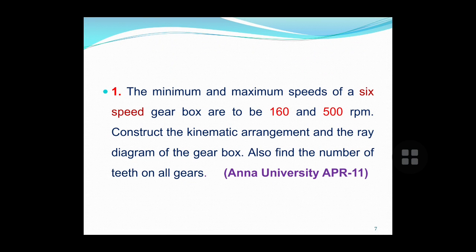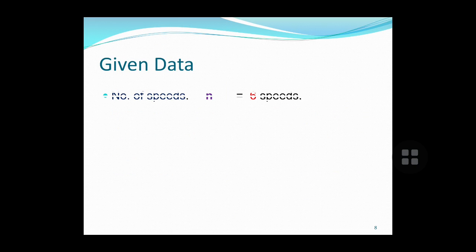Hi friends, today I am going to discuss the 6-speed gearbox. In the 6-speed gearbox, the minimum RPM is 160 and the maximum RPM is 500. So we have to draw a kinematic diagram as well as a ray diagram. This question was asked in April 2011. So it is the given data.